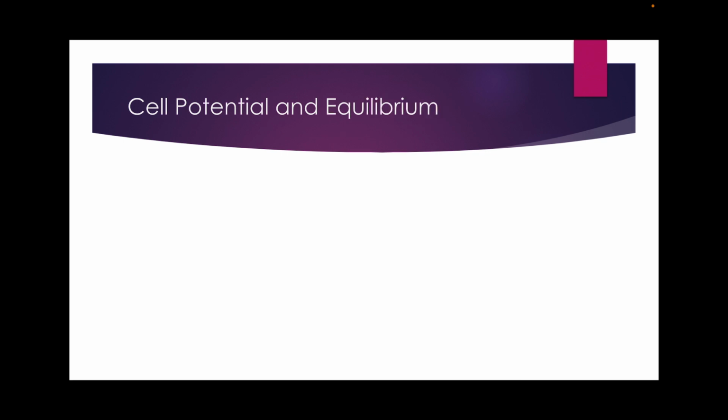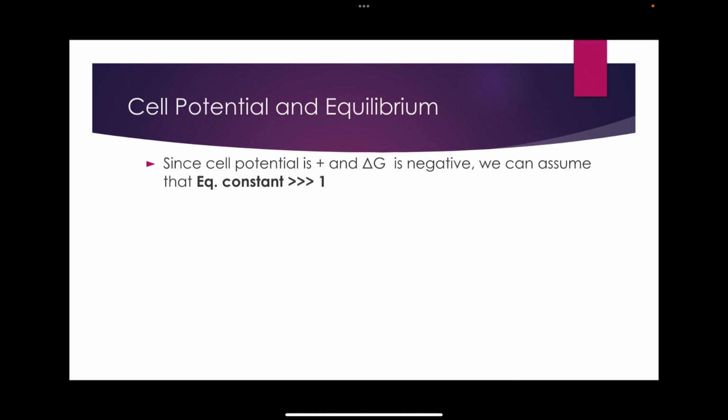Now let's relate cell potential to equilibrium position. Note that functioning voltaic cells are not at equilibrium, but we can think about what happens as they move towards or away from equilibrium to help us understand what's going on. Since cell potential is positive and delta G is negative, we can assume that the equilibrium constant is very, very large, much, much greater than 1.